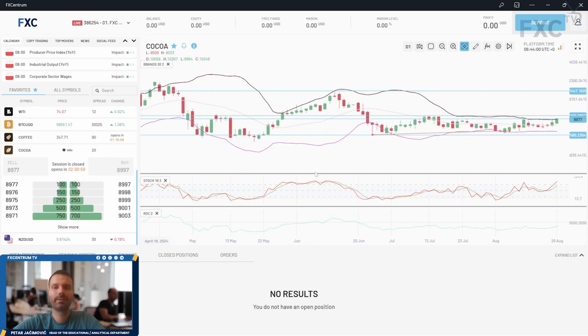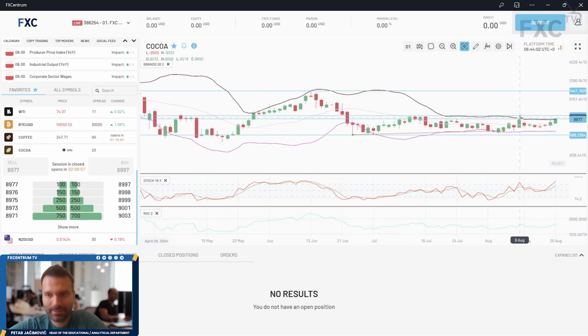And on the cocoa market, we're potentially trying to break this resistance. If we can have the break of this resistance, the next upside objective will be this previous swing high. So pay attention to this potential breakout of the multi-month consolidation.